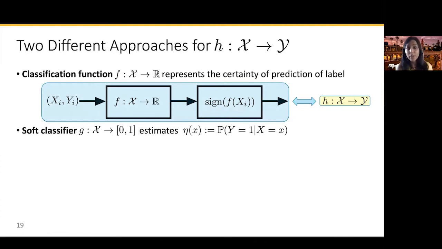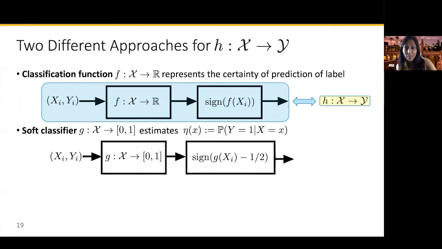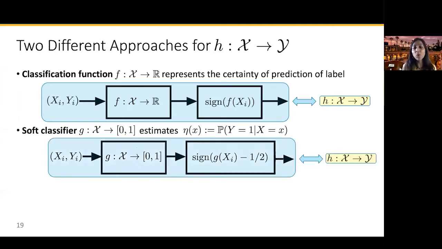Another way to do it is absolutely obvious. You don't have to go to the set of reals. You just map to 0 to 1. So you're estimating a distribution, a likelihood, and that allows you to estimate the true posterior in some sense from the data. Then you subtract half from it, take the sign, and that's also a hypothesis.